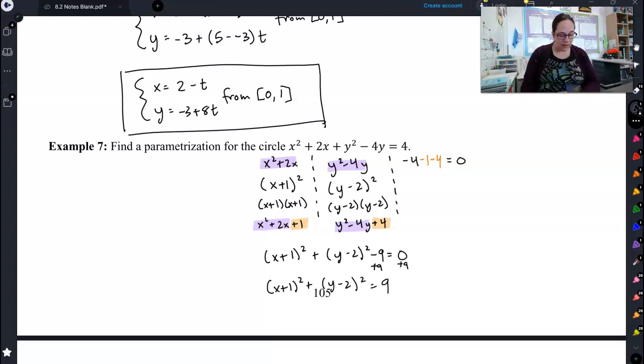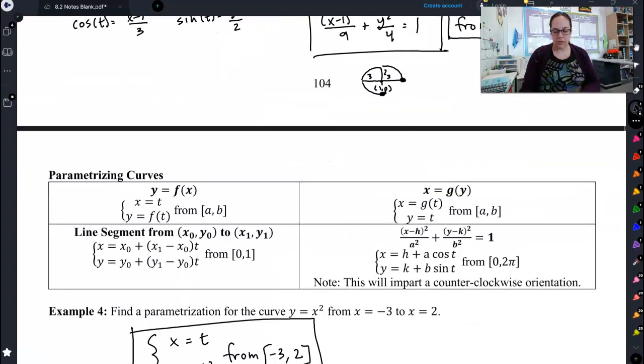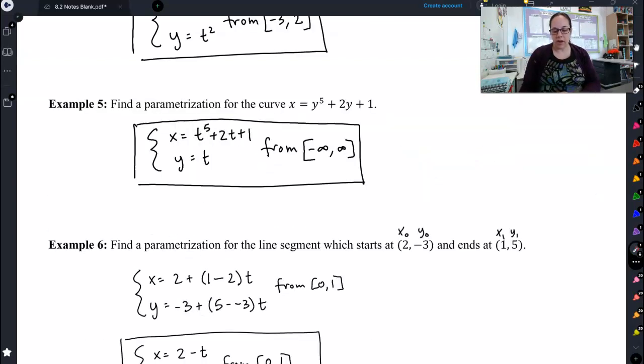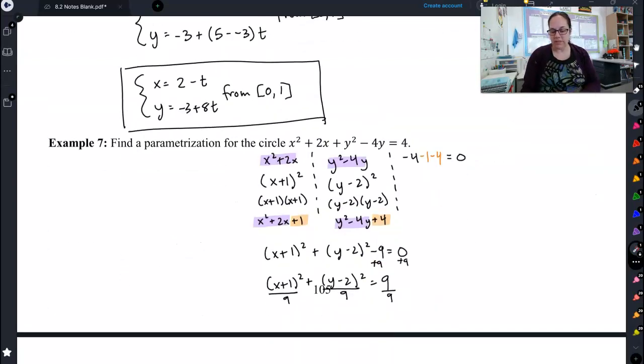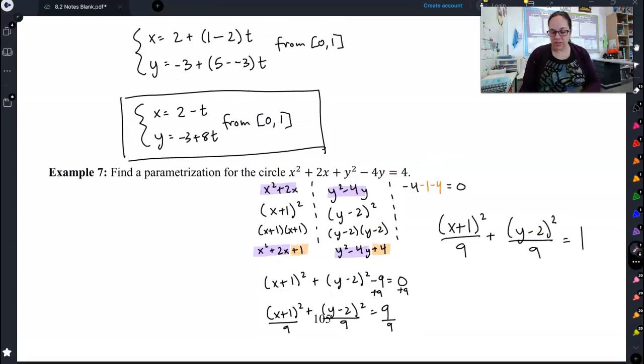And then finally what I'm going to do is divide everything by 9. The reason I'm doing that is if you come up here to our rules, notice that in our rule here, it always equals 1. So I'm dividing everything by 9 to force it to equal 1. So I have (x plus 1) squared over 9 plus (y minus 2) squared over 9 equals 1. Now it almost matches that equation I have up there.